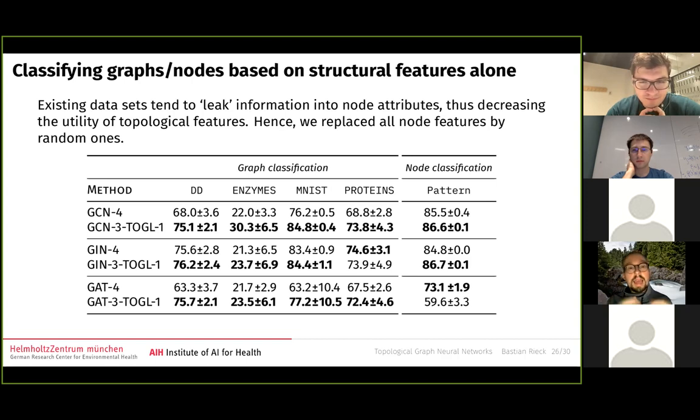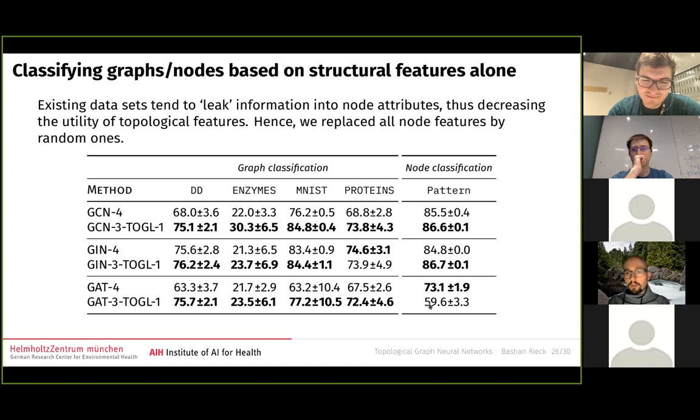So in that sense, any improvements that we're seeing where we now swap out an existing layer for our layer would be caused by having access to topological information and not anything else. And this is indeed what is happening. So you can see that in all these three comparisons or configurations, whenever we swap out a layer for a topology-based one, the predictive performance goes up. In some cases, quite considerably so. So for instance, for the DD dataset, we have more than 10 percentage points on average as a gain, or here on MNIST as well.